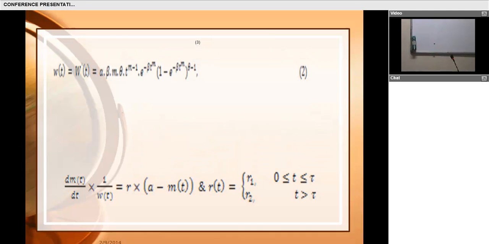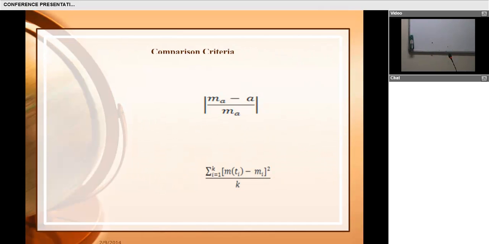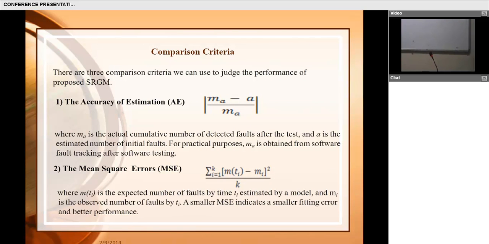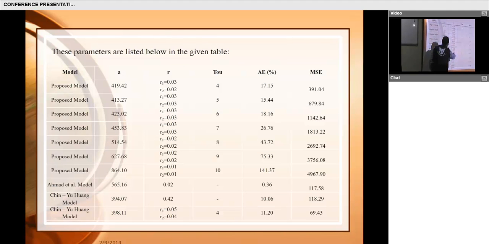Please have a look. This is the proposed model. Here A is the number of initial faults, and R is the fault detection rate. You can see I got some results R1, R2, and here I started the comparison. In the first case, the fault detection rate is 0.01, which is less than the other. Here you can see the initial fault is 5.16, but in my case it is less. It means in this case the result is better. In some cases these results are better. So this is the central idea.